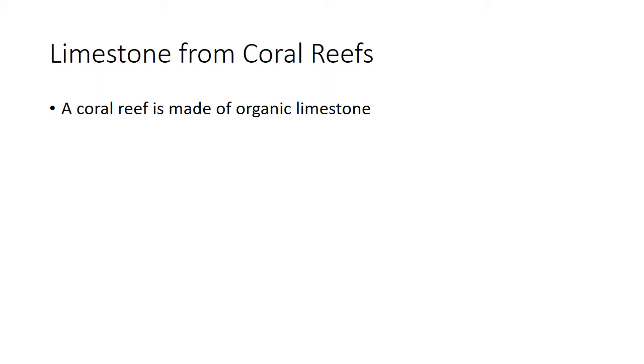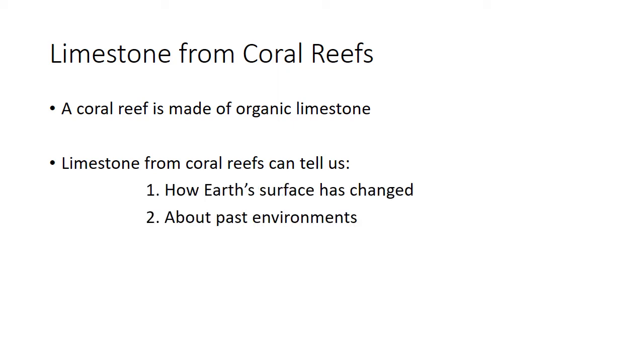A coral reef is essentially made of organic limestone. Limestone from coral reefs can tell us many things. For example, how Earth's surface has changed, and it can tell us about past environments.